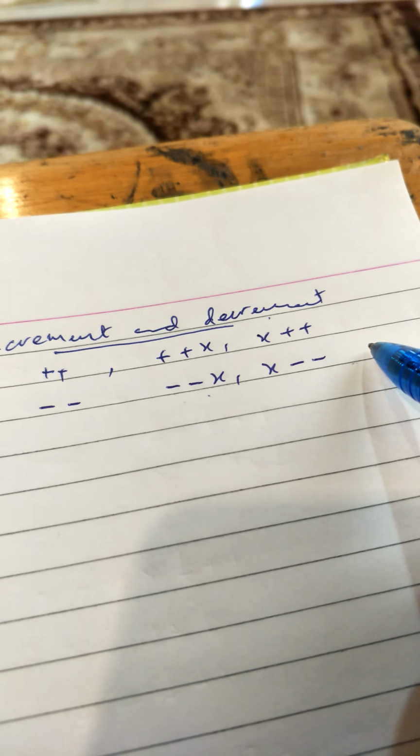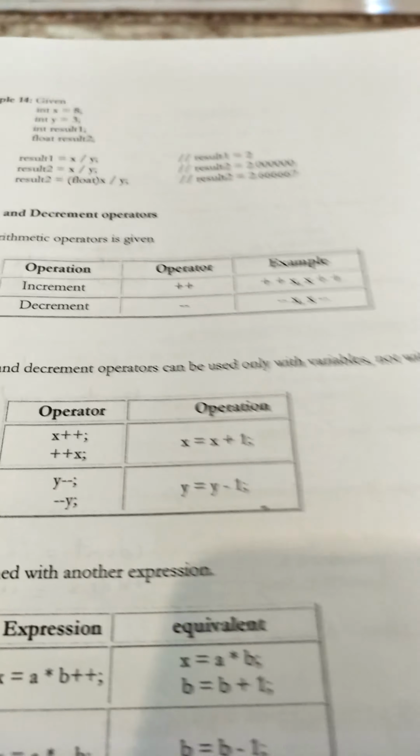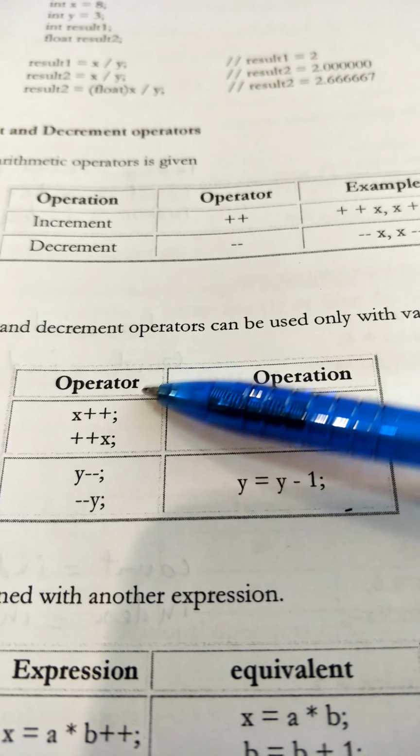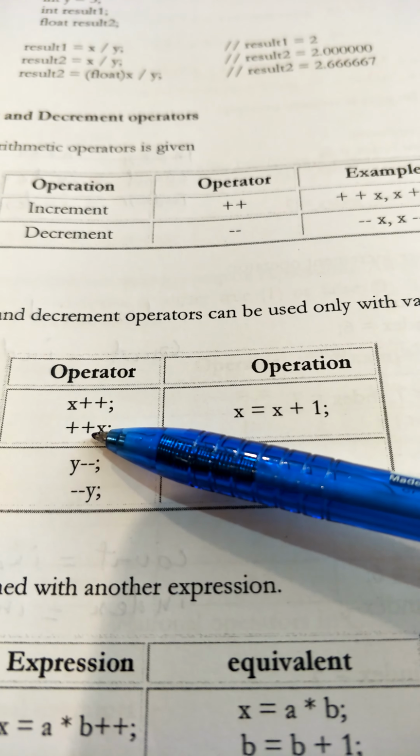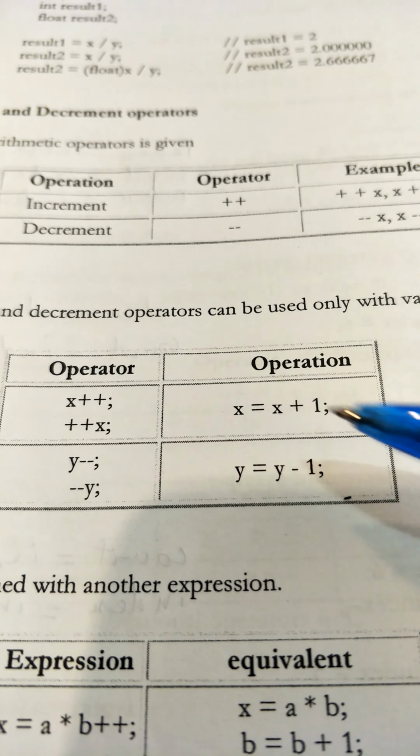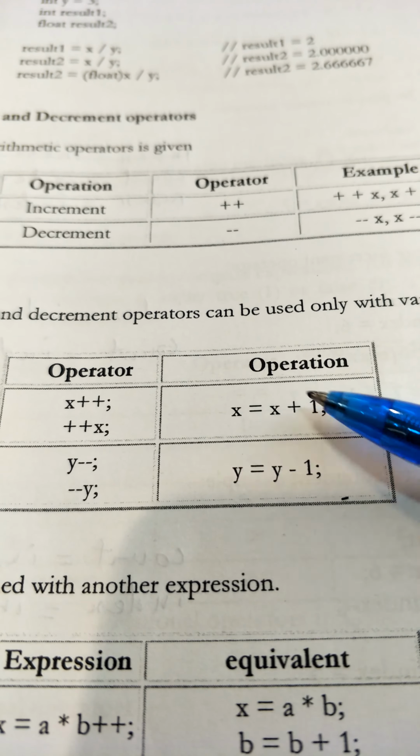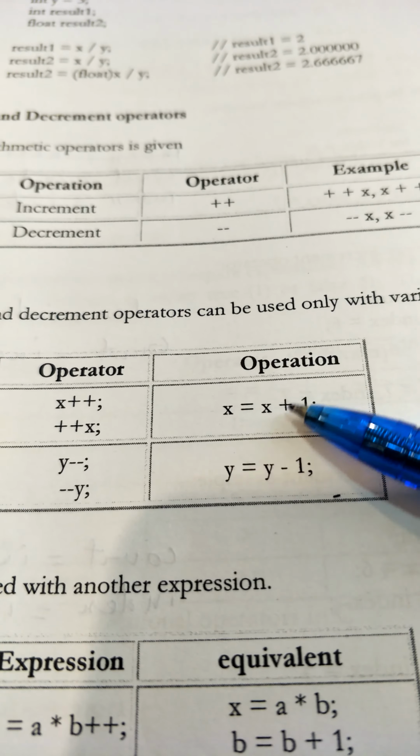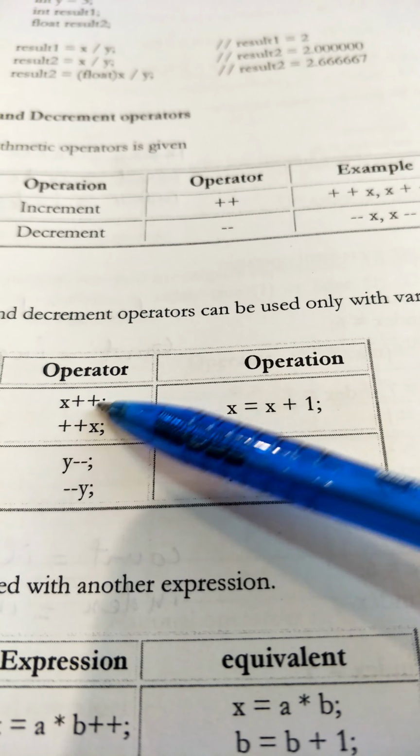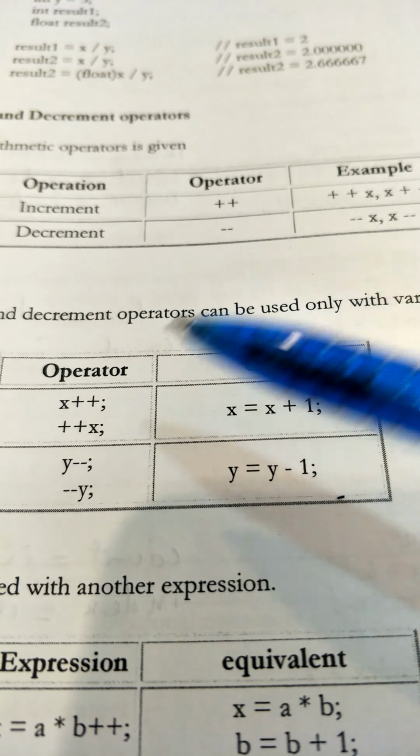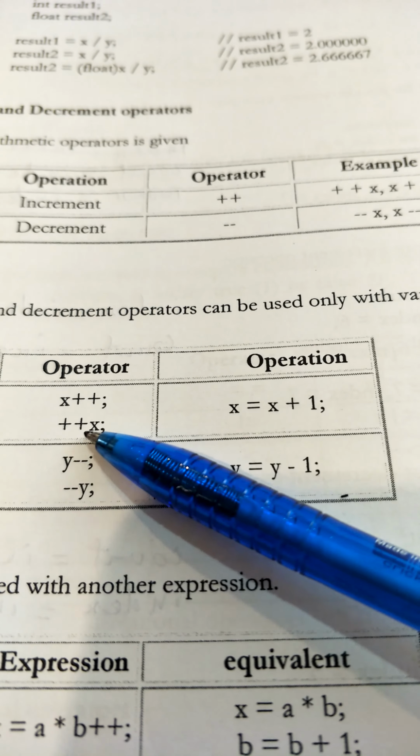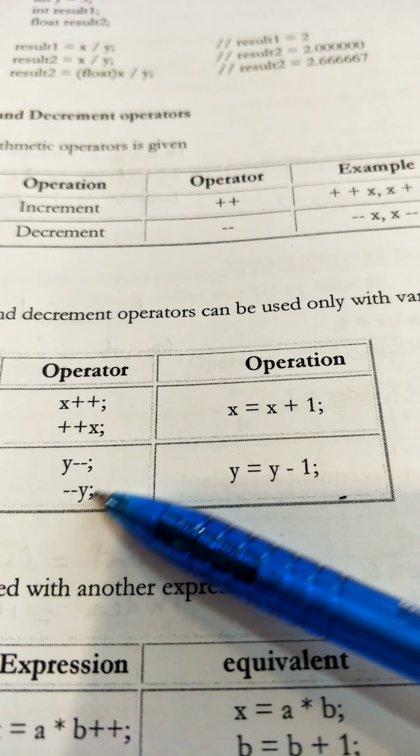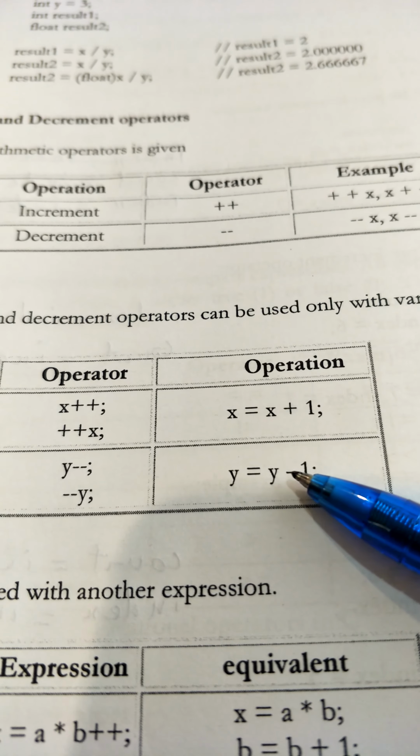So if you look at your notes, we have here these two operators, x++ and ++x, which means we have x equal to x plus 1, which means we increase x by 1. But what is the difference between these two? I'll explain that a bit later. As well as for the decrement, we have y-- or --y. So this means that y is equal to y minus 1.